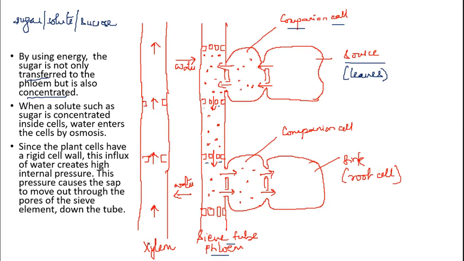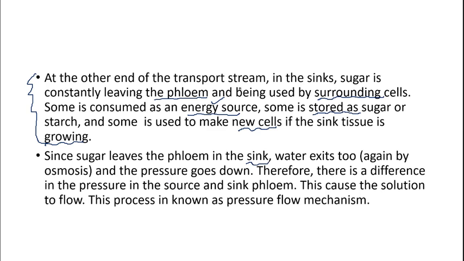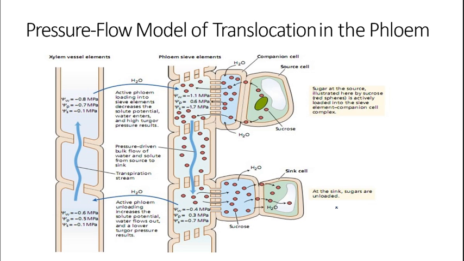This is the xylem from where the water comes and goes away. So when the sugar enters the sink, the water exits too. When the water is released, the water goes back to xylem. In that case, pressure goes down. Due to this pressure gradient, it helps in the transport of sugar from the source to the sink. This process is known as the pressure flow mechanism. Again, I summarize with a different picture.